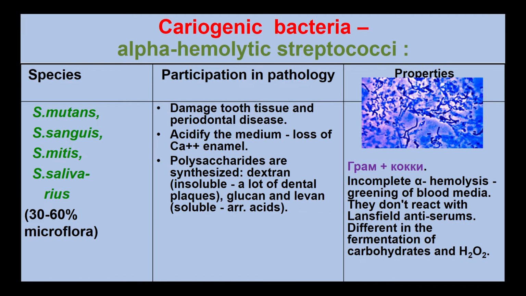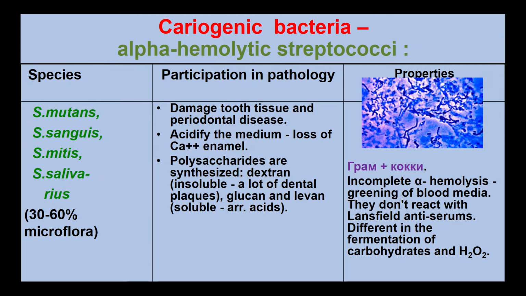Let's discuss the cariogenic bacteria that are most important for the formation of caries. The first, as you understand, is Streptococcus, the first adhesive bacteria which start to form biofilm on the surface of the teeth. It's Streptococcus mutans, sanguis, mitis, salivarius, from 30 to 60% of oral microflora.